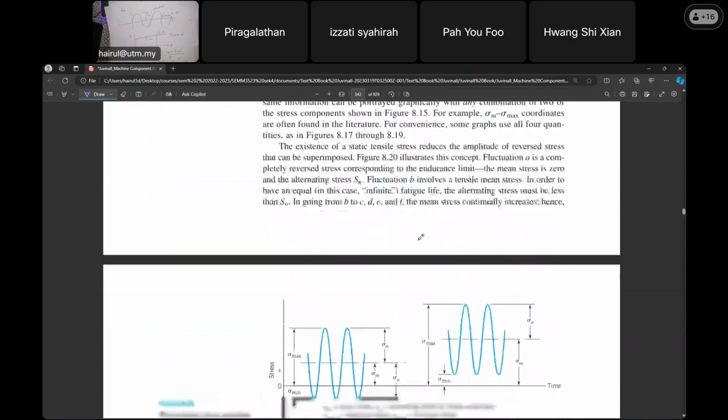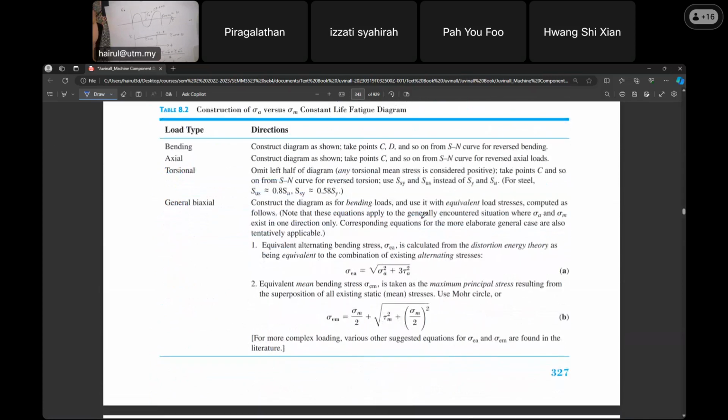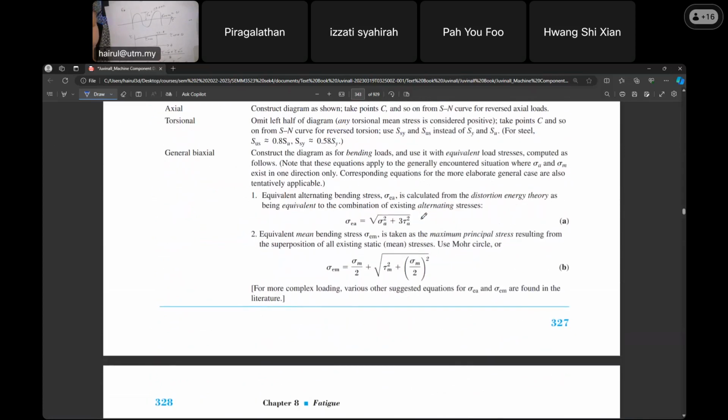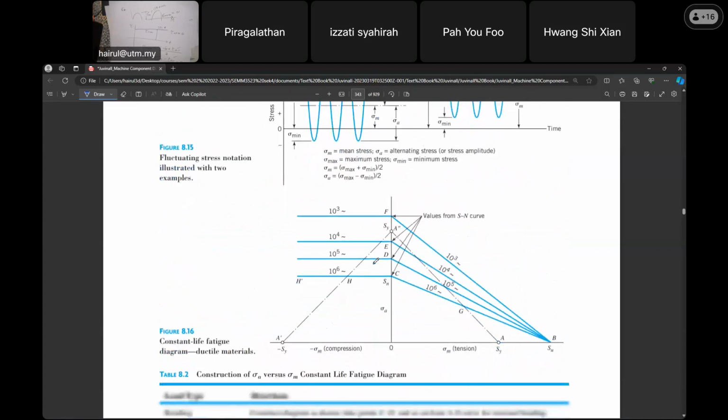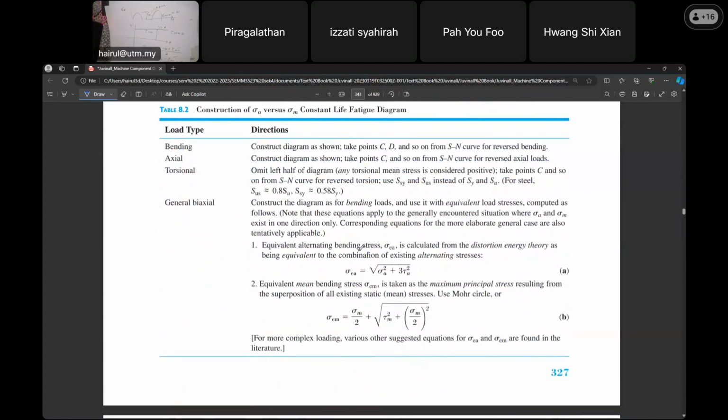Alright, textbook. Because we know both conditions of mean and alternate for bending, and both conditions of torsional mean and alternate, remember, as I told you, we need to find sigma EA. Can you see? This is important. Take note of table 8.2. You must know this equation. Take note on pages 3 to 7.